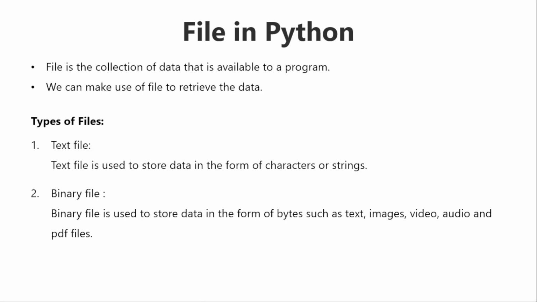Types of files. There are two types of files, text file and binary file. Text file is used to store data in the form of characters or strings, whereas binary file uses data in the form of bytes. So it can store files such as images, text, videos, audios, and PDF files. These types of files can be stored in the form of binary file.